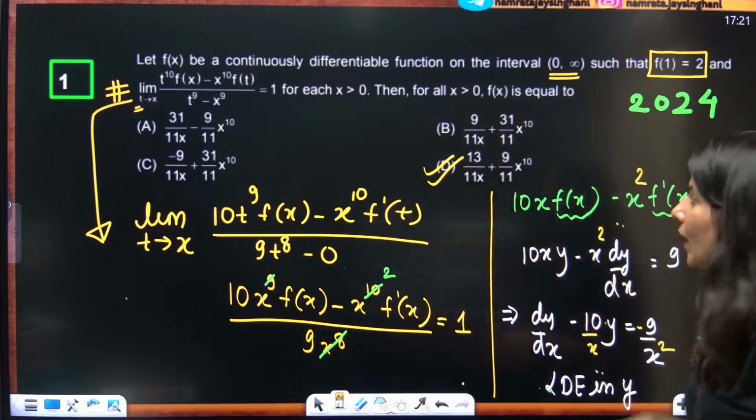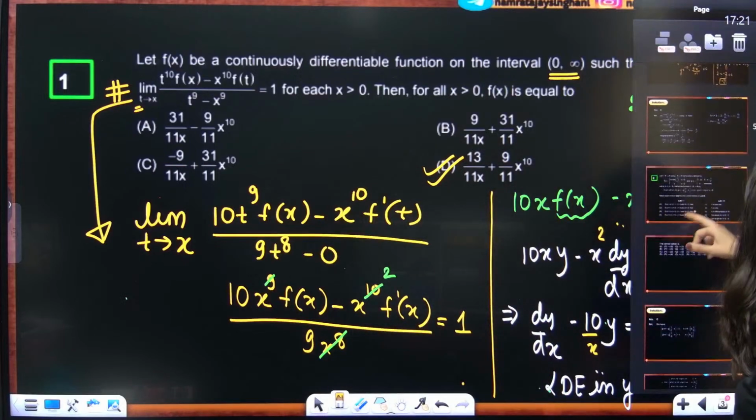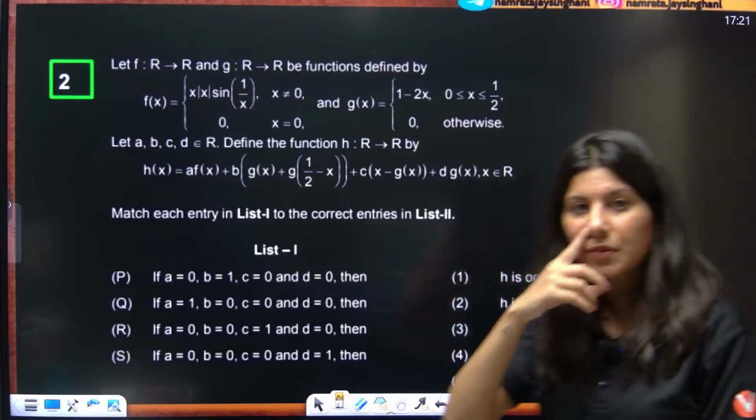JEE Advanced is quite later on, because it will combine a lot of concepts together.